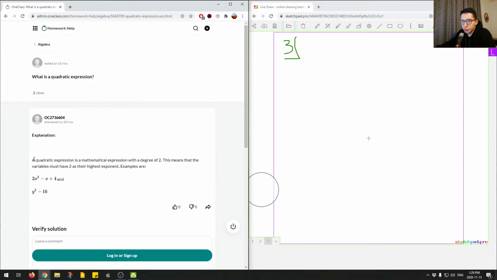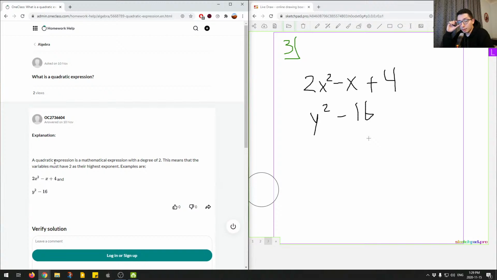So looking at the Junior Tutor's answer, a quadratic expression is a mathematical expression with a degree 2. Okay, so this is key to know for a quadratic. This means that the variables must have 2 as their highest exponent. Examples are this and this. So what does this mean? Let's write this over here. 2x squared minus x plus 4. So this is the first example, and then y squared minus 16.